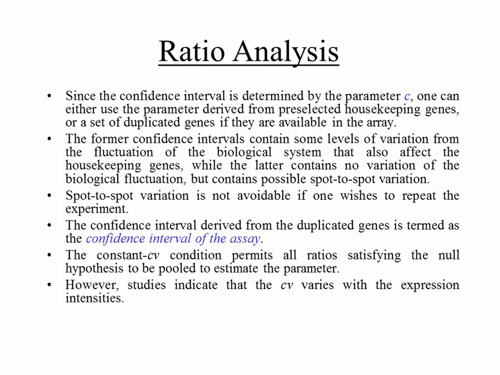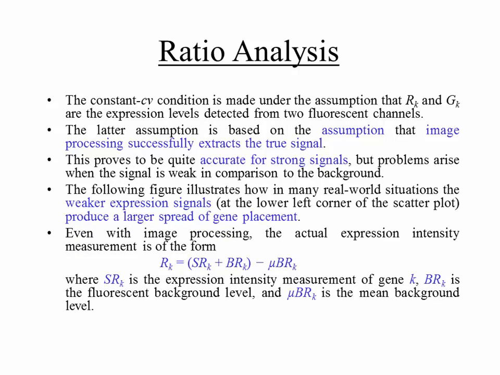And the constant CV assumption, again CV is coefficient of variation, permits all ratios satisfying the null hypothesis to be pooled together to estimate the parameter, right? That's what we did in that expression when we got the maximum likelihood estimate. However, studies indicate that even the coefficient of variation varies with the expression intensities, right? And the constant CV condition is made under the assumption that R_k and G_k, the red and green intensities, are the expression levels detected from 2 fluorescent channels, right?